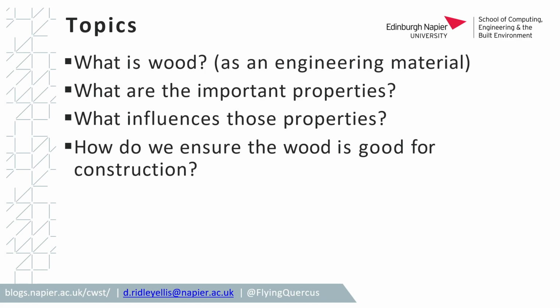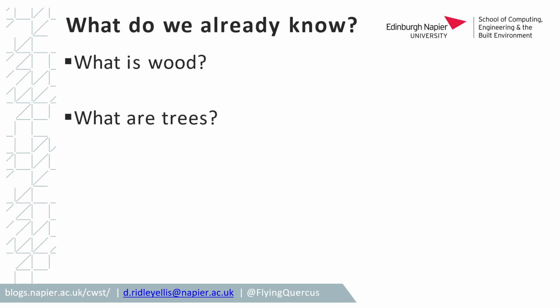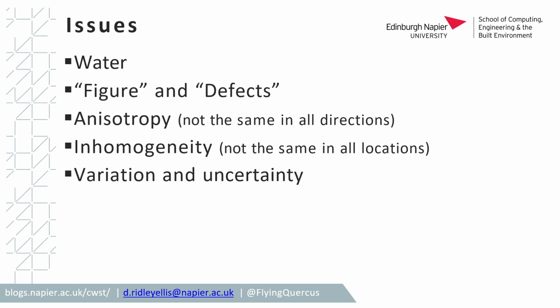Some of the topics we're going to cover. What is wood and what are trees? Good questions. Issues: water. Figure is this distortion. You've all seen bits of wood that have been lying out, got wet, and they've dried, and they're just warped and twisted. So figure, we call that, and defects can be knots or cupping of the board.